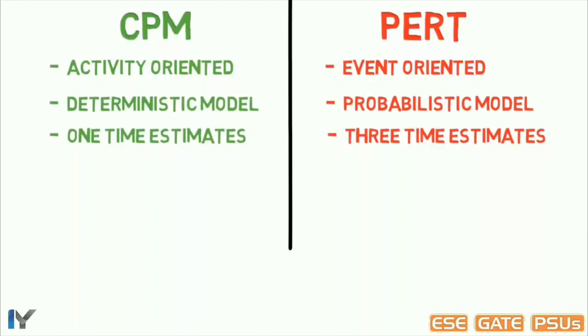Like first, optimistic time, that is the time required for the completion of an activity when everything goes perfect. Second, most likely time, that is the time required for completion of an activity when everything happens as usual. And third, pessimistic time, that is the time required for completion of an activity when everything goes wrong. So this was the three-time estimation involved in PERT. There is a formula to find out equivalent time by using these three times. I will discuss that later.